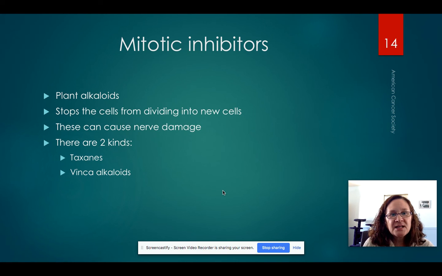The mitotic inhibitors, these are also plant alkaloids. They stop the cells from dividing into new cells. They can cause nerve damage. And there are two types, the taxanes and the vinca alkaloids. Now, with the nerve damage, what we call this is peripheral neuropathy. They can get numbness, tingling, or pain in their hands or feet. It's very important to teach these patients to make sure that they let us know if they're having any issues. Also, patients can have a reaction to the cold.